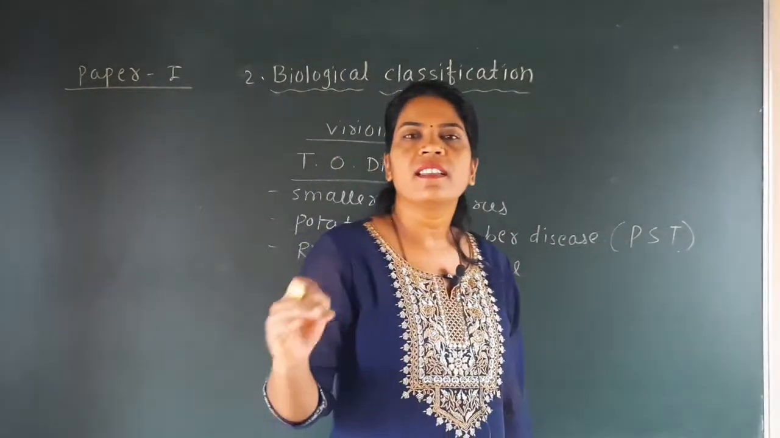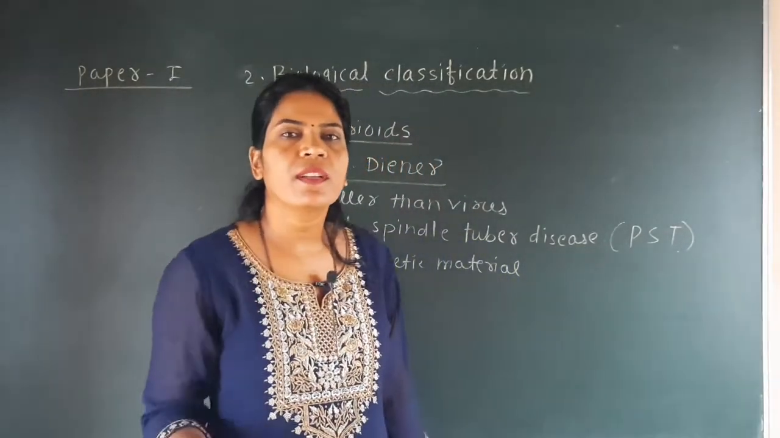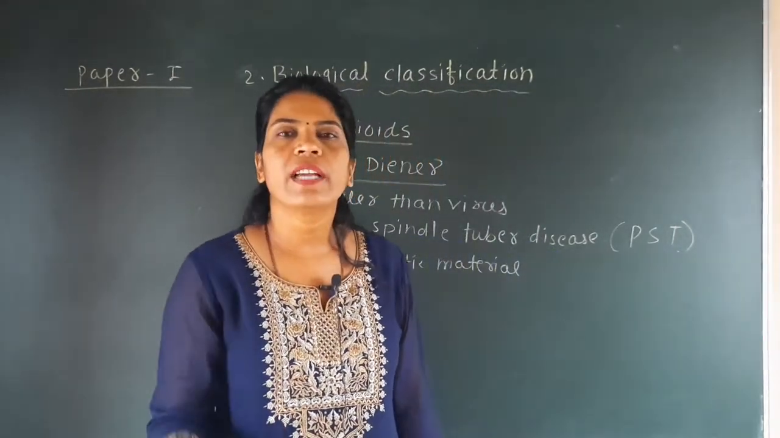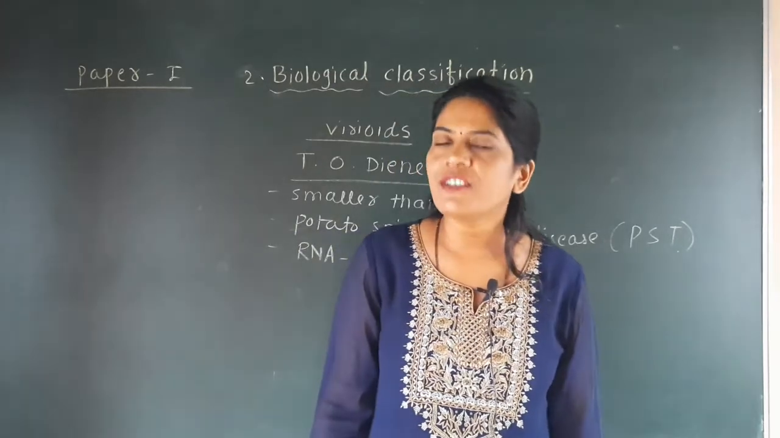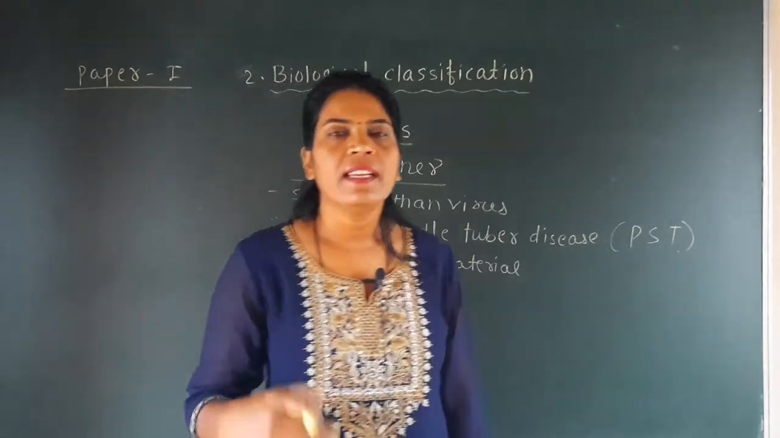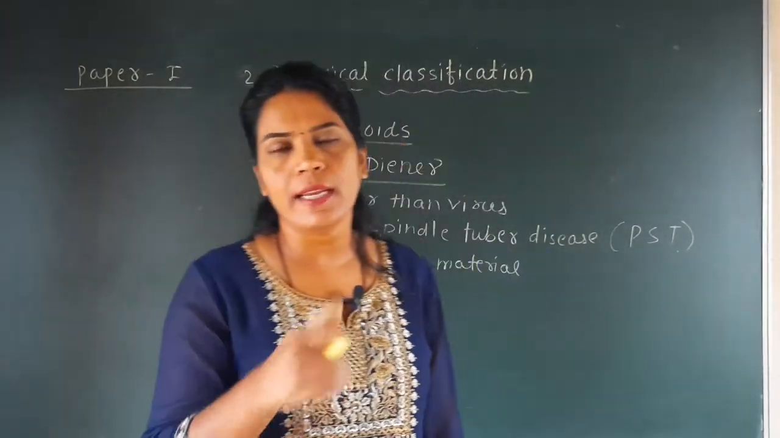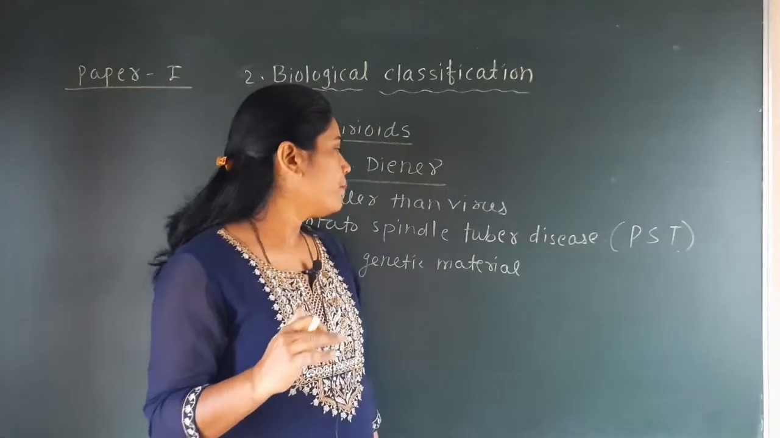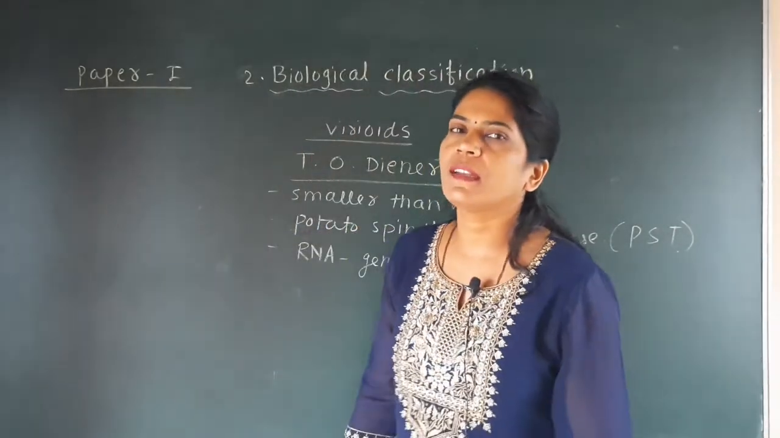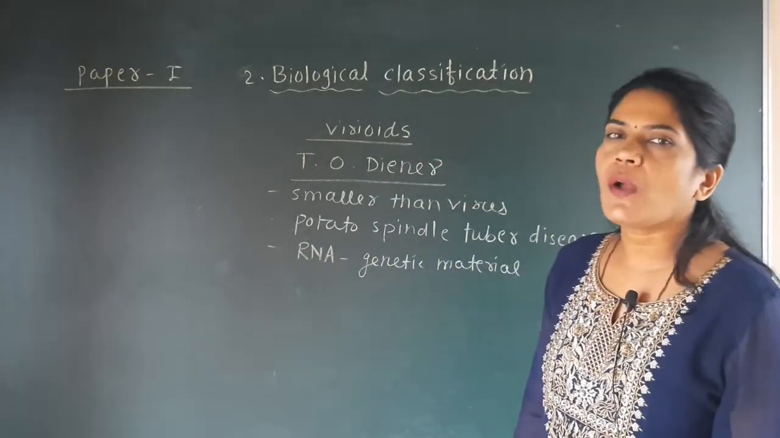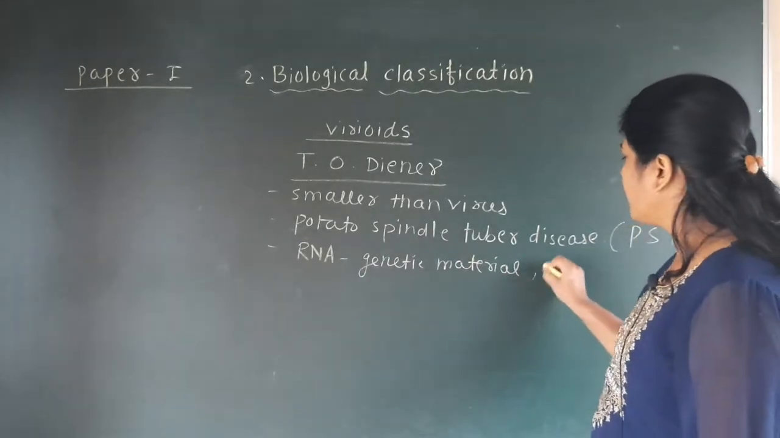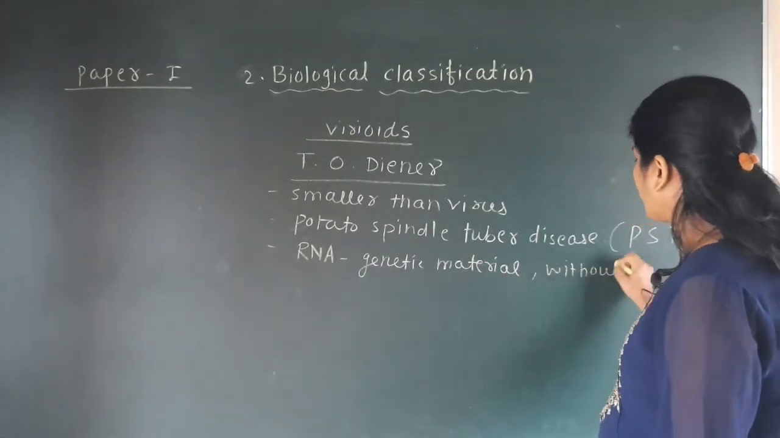Because you know that genetic material is nothing but the substance which can always pass from one generation to another generation, from the parents to the offspring. That we call a genetic material. As we have seen, in viruses the genetic material is either DNA or RNA. But in viroids, the genetic material is RNA, and this RNA is present without a protein code.